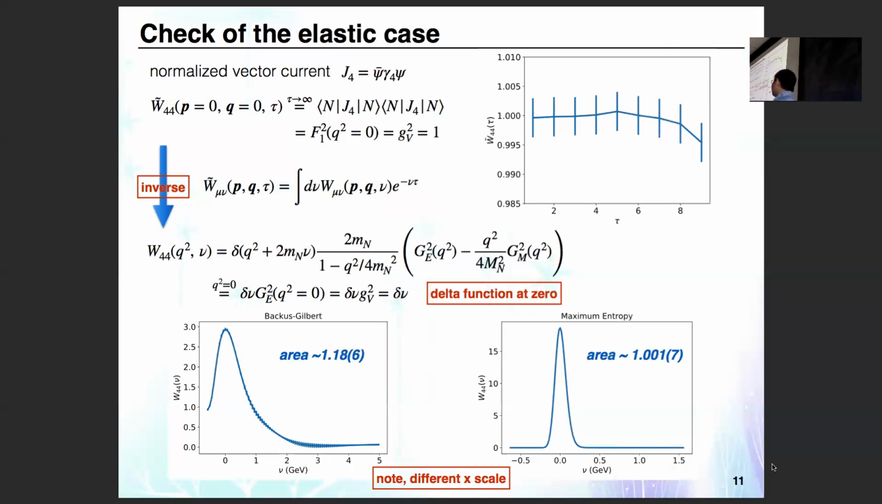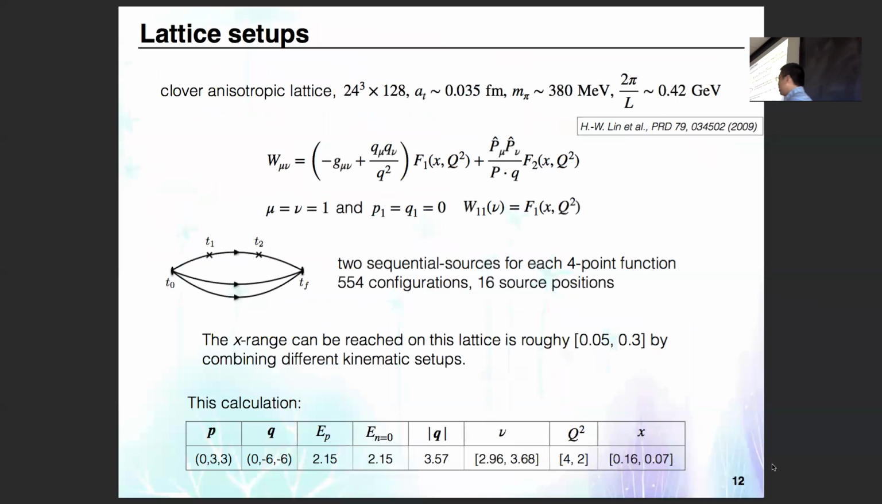From this test, we know two things. One is that numerically the Euclidean hadronic tensor is what we expect, and at least for the ME method, it's good. So this is just some setups.